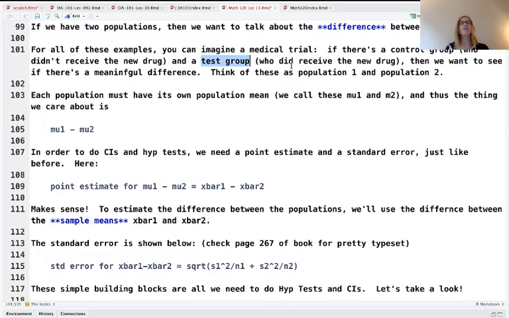So we've got two populations. We're comparing their means. Of course, each population has to have its own mean, for population 1 and for population 2. We're going to call those mu1 and mu2, respectively, just the first mean and the second mean. So the thing that we really care about here is the difference between those means. In other words, mu1 minus mu2. All of the tests and confidence intervals that we're going to do here are about that difference.